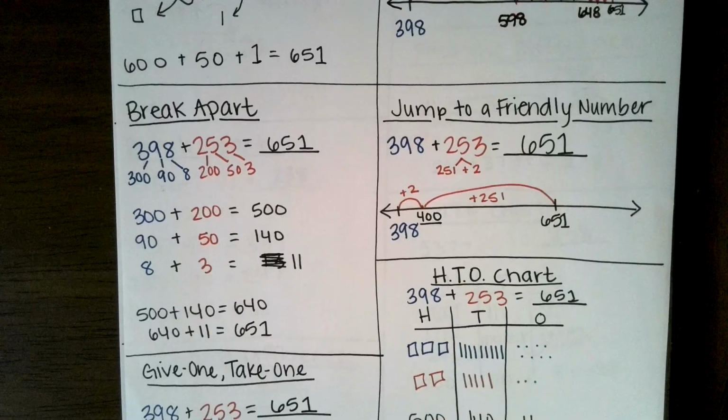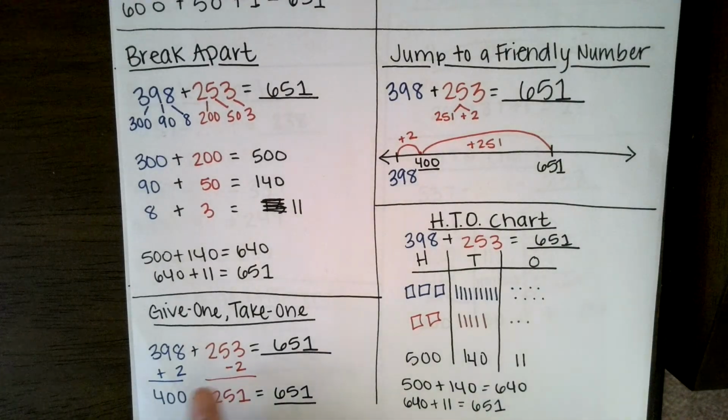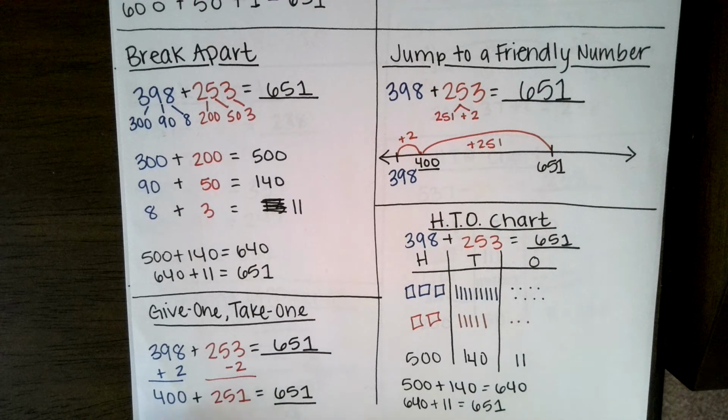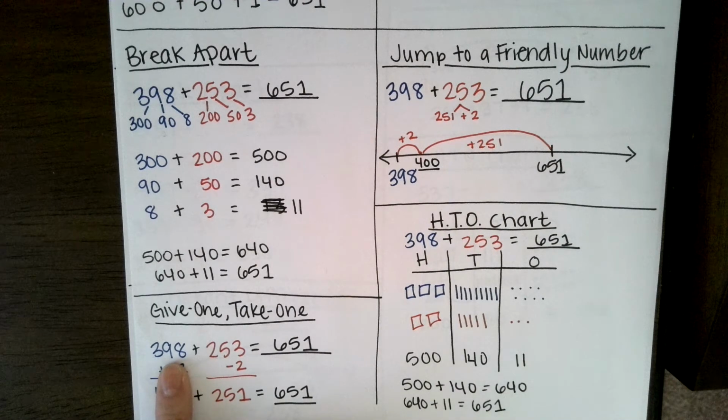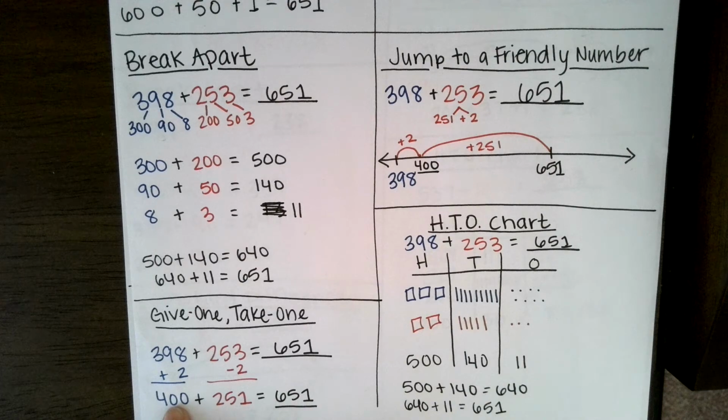Another strategy I want to show you guys that can be very efficient is the give one, take one. We learned this shortly before Thanksgiving break. This strategy can be the most effective, just like the jump to a friendly number one is. When you have a number that's very close to a multiple of 100, the give one, take one strategy allows you to jump to that friendly number.